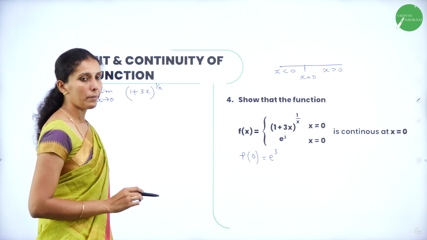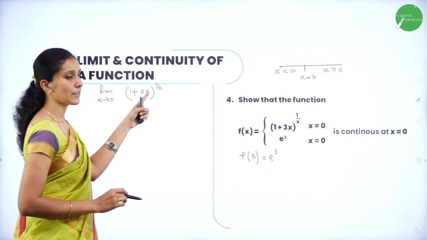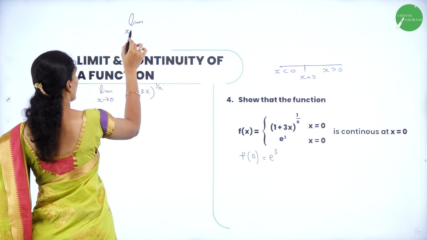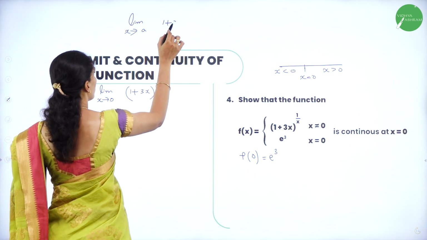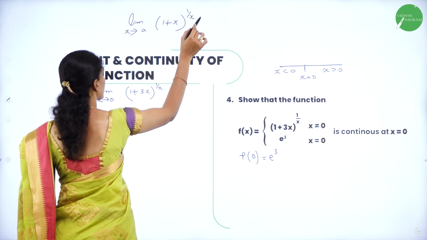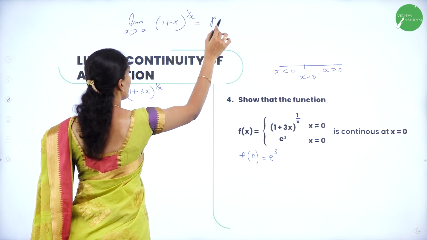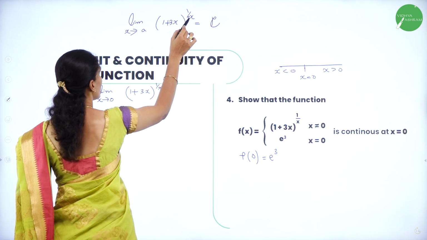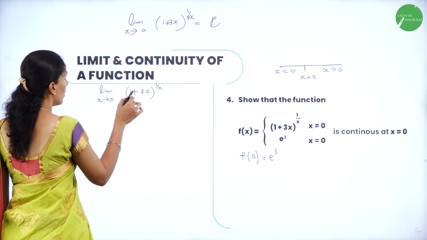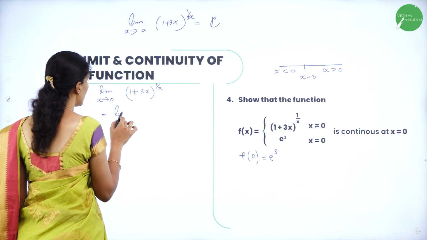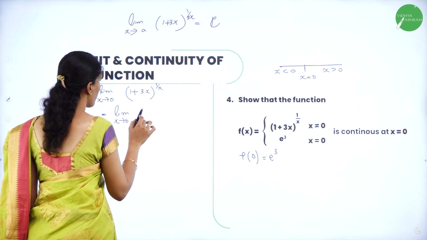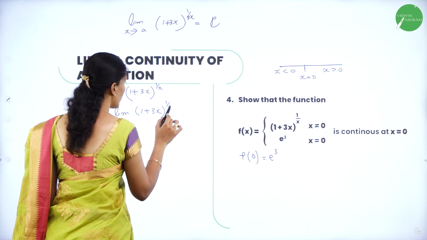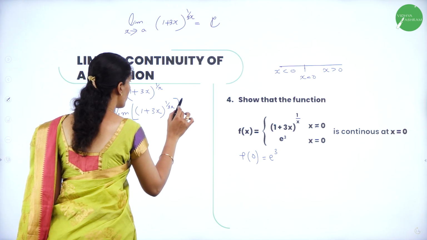Now remember the form, that is (1 + x)^(1/x) is e. So the limit as x tends to a of (1 + x)^(1/x) is equal to the value e. So if I have 3x here, then I should have 3x here also. So for this, what I will do is, limit x tends to 0, (1 + 3x) to the power 1 by 3x, I'll multiply with 3 again.